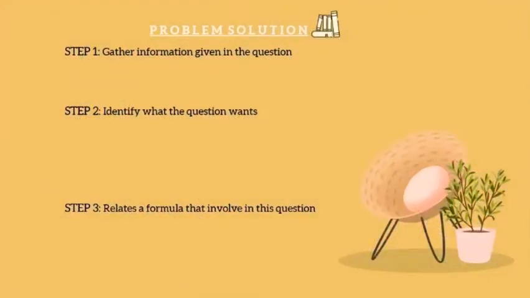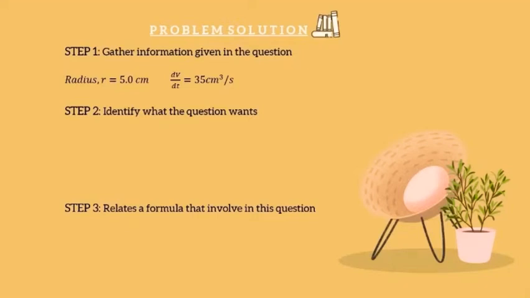Step 1. First, you need to gather the information given in the problem. It gives us the radius, which is 5.0 cm, and it also gives us dV over dt, which is 35 cm³ per second.